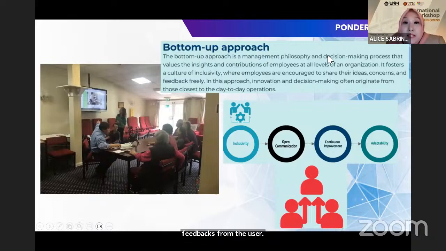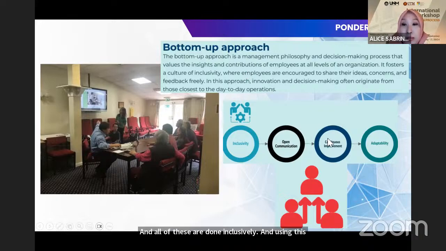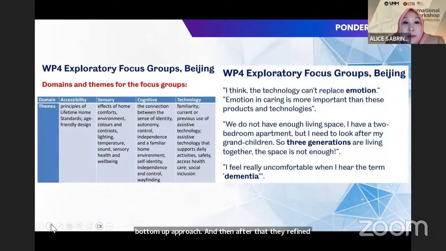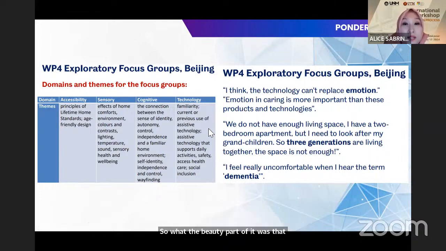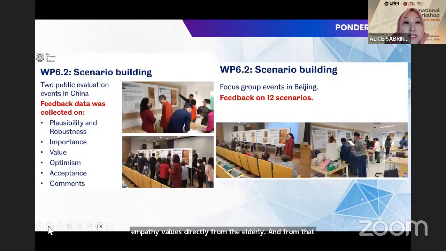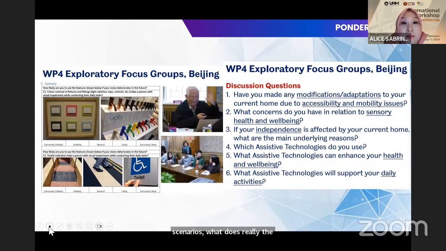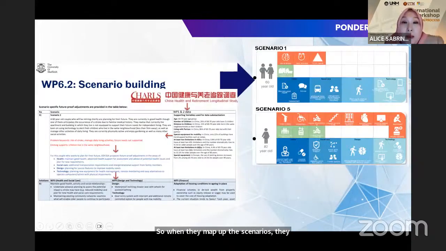And all of these are done inclusively and using this bottom-up approach. And then after that, they refine, continuous improvement, and then they come up to adaptability. So the beauty part of it was that they get the empathy values directly from the elderly. And from that sense, they built scenarios. And this is very, very important, where they map out the scenarios, what do the elderly people really want. So when they map out the scenarios, they come up with a mapping.